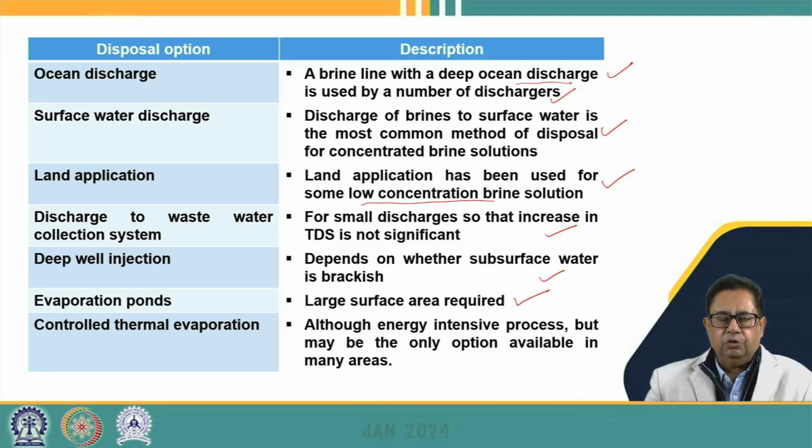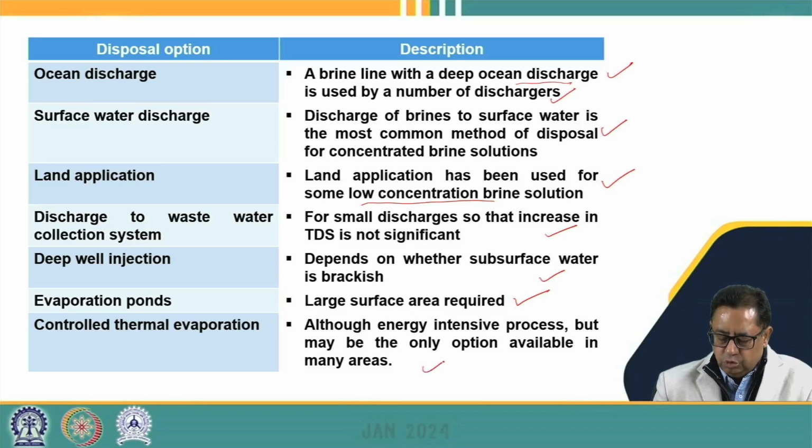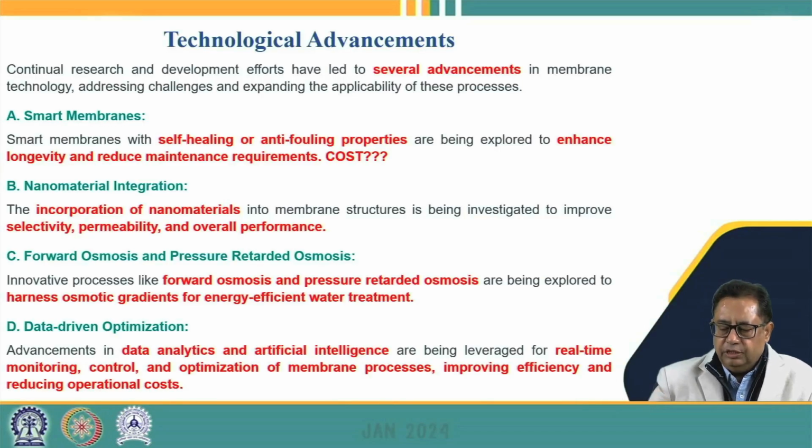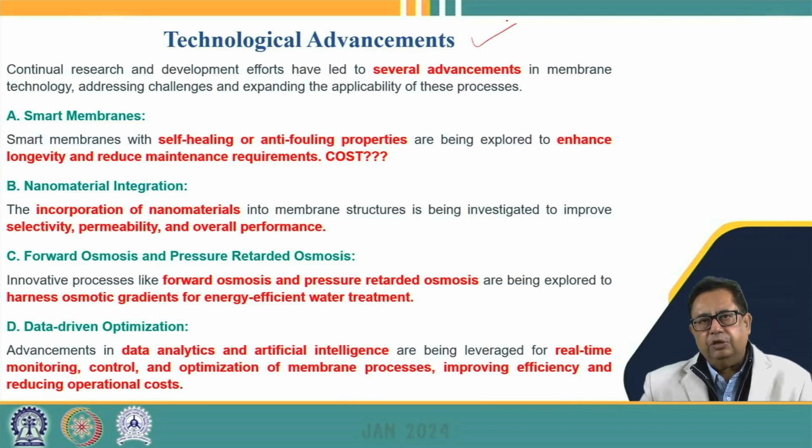Similarly, we can also go for evaporation ponds, where a large surface area may be required. We can also go for controlled thermal evaporation, which is again an energy-intensive process, and may be the only option if temperatures are not very high, as in cold climates. So we can go for controlled thermal evaporation of such concentrates. Then there are a number of technological advances taking place so that this technology, the treatment of water or wastewater using membranes, may become feasible.